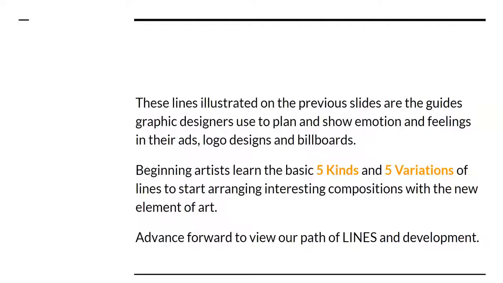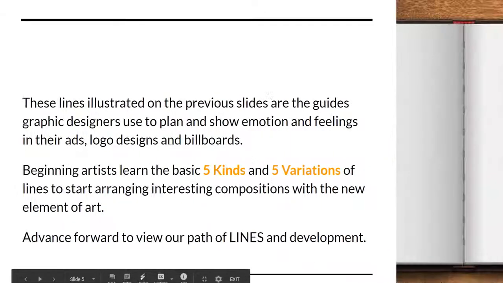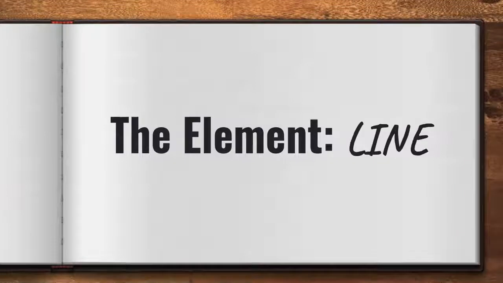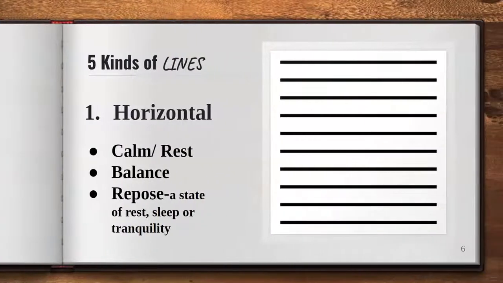Beginning artists learn the basic 5 kinds and 5 variations of lines to start arranging interesting compositions with the new element of art. Advance forward to view some of our paths of lines and development. The element of line. Our 5 kinds of lines we'll be designing with begin with number 1, horizontal.